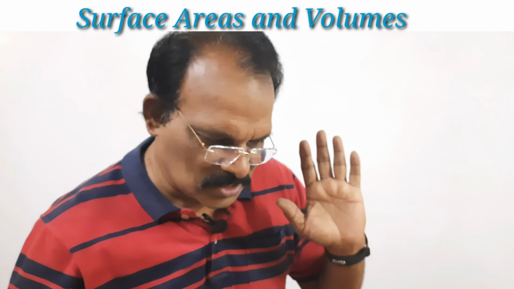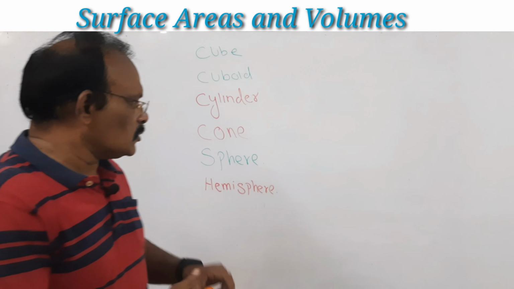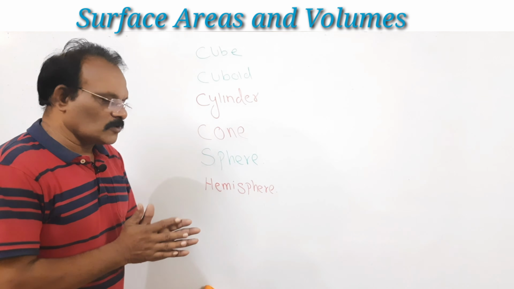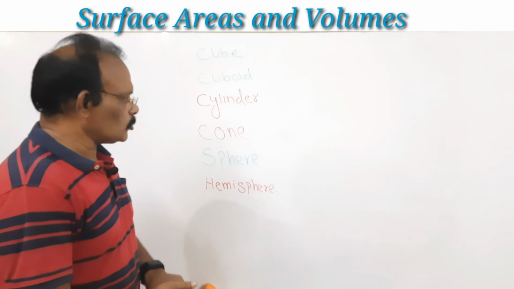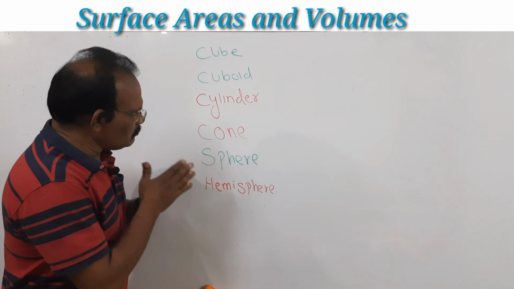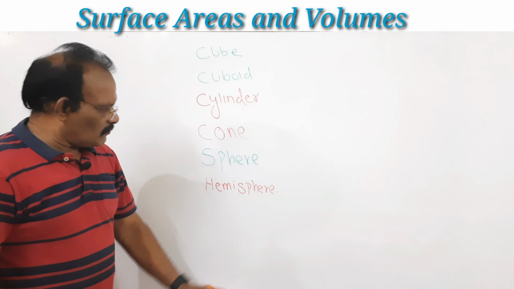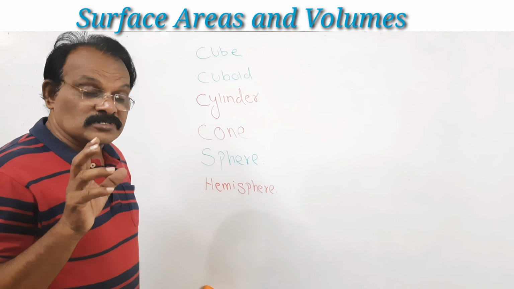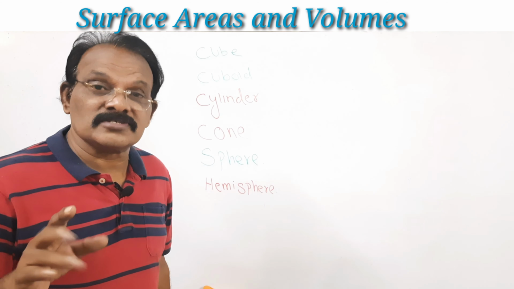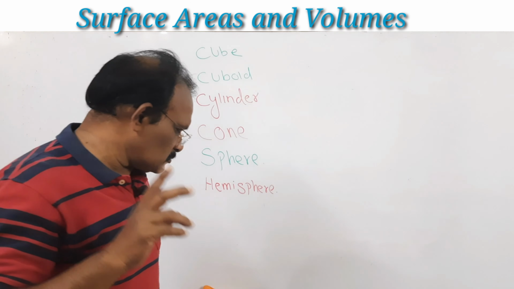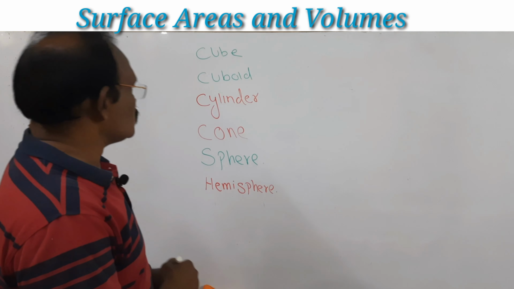Now these are the shapes which we have to learn in class 10, especially for surface areas and volumes. Now the second part, the most important part of this one, is to learn surface areas and their volumes. Now first we will go for surface area.